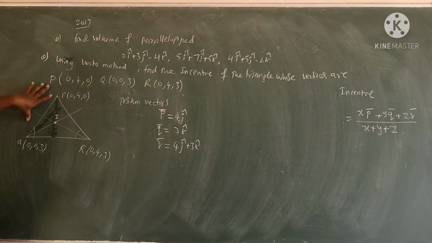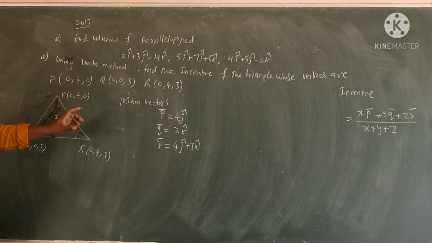What will we do? PQ vector, QR vector, PR vectors we will find. Then we will find the magnitude of that. So magnitude will give you the length. Then we will multiply that, we will get the answer. Very simple it is.